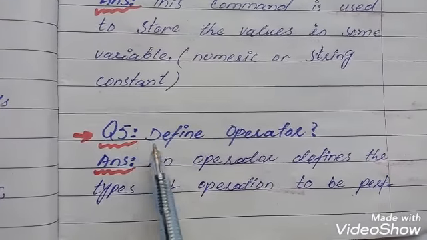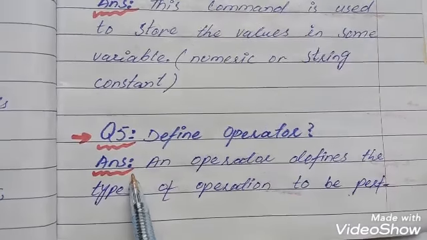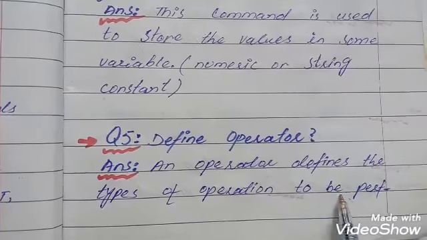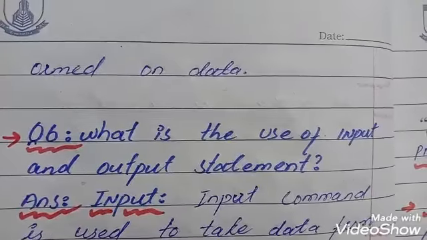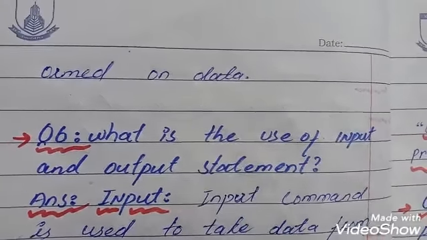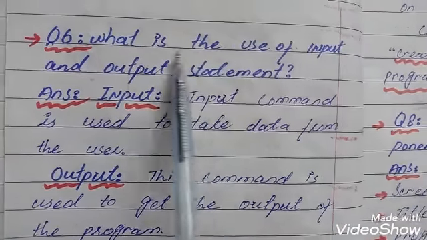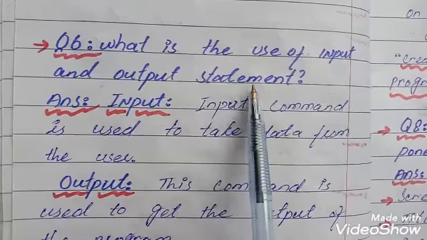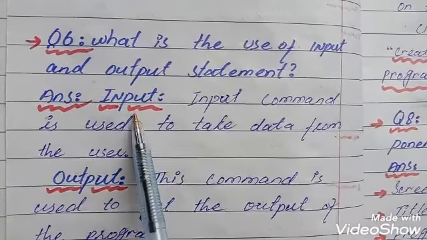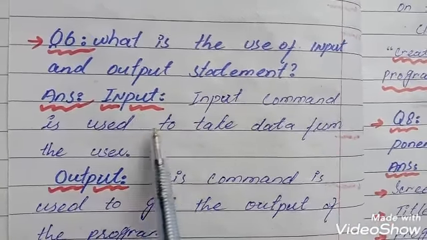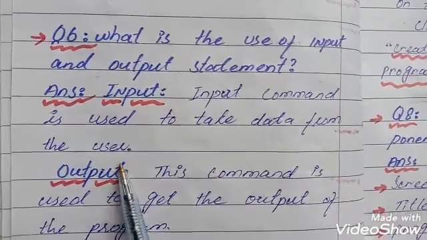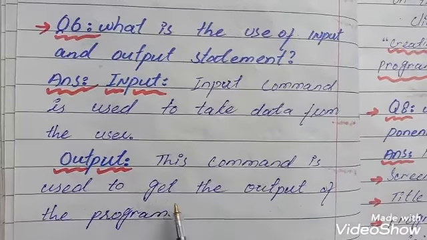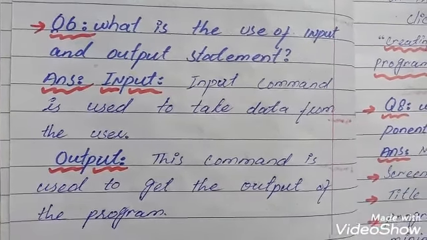Question number 5. Define operator. Answer. An operator defines the types of operations to be performed on data. Question number 6. What is the use of input and output statement? Answer. Input. Input command is used to take data from the user. Output. This command is used to get the output of the program.